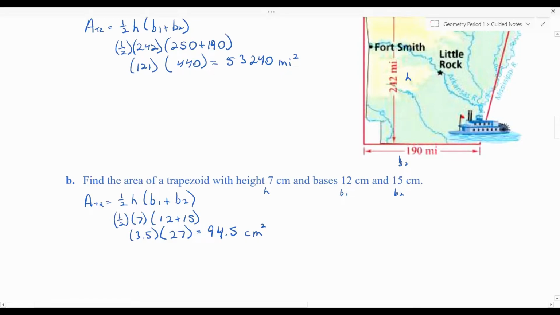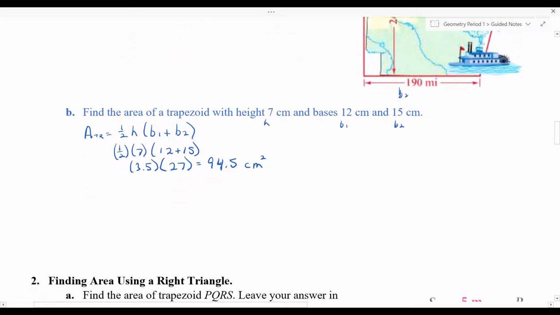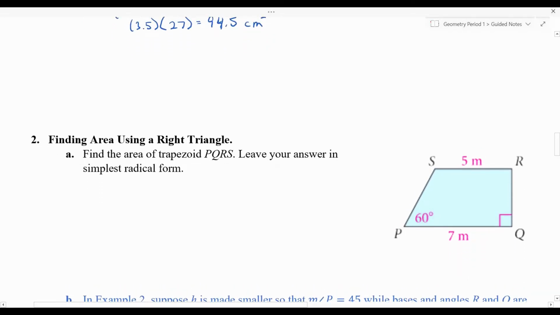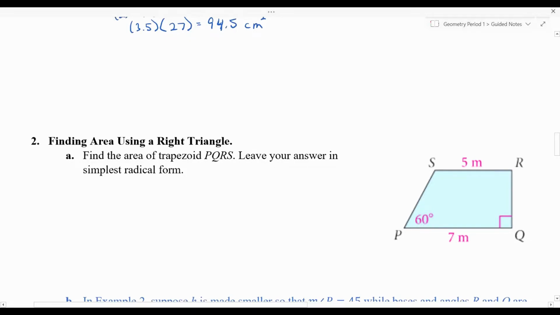Alright, moving on to our next example. Now it says finding area using a right triangle. Find the area of trapezoid PQRS. Leave your answer in simplest radical form. So we take a look at the trapezoid here on the right, and we are told that SR is 5 meters. We know that PQ is 7 meters. We know that this angle here is a 90-degree angle, and we know that this angle here is 60 degrees.